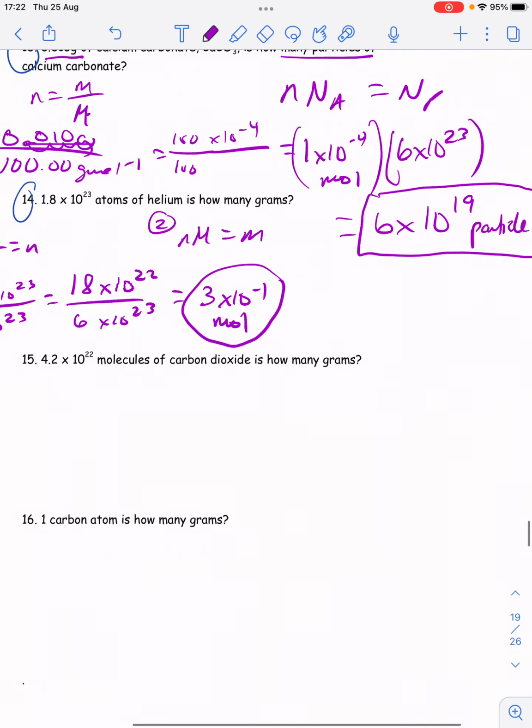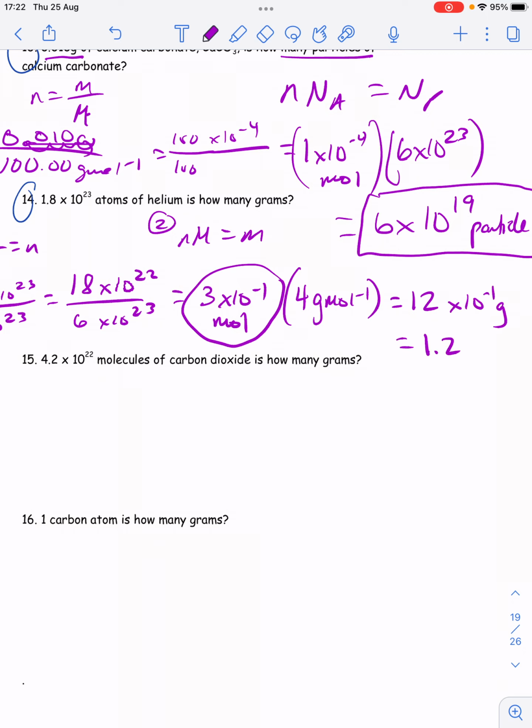And now I'm going to multiply by the molar mass. The molar mass of helium is a nice, easy 4 grams per mole. So I get 12 times 10 to the minus 1 grams, which is 1.2 grams.